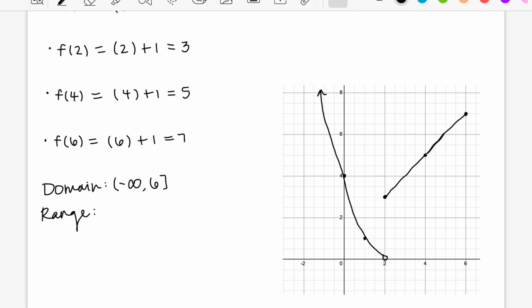Now for the range here, we can see this just by looking at our output values. We're going to be from 0, but not including 0 because this is an open circle, all the way up to infinity here. This region is included in our range, similarly to how our 2 is included in our domain. So we can just write it as 0 up to infinity, all of these output values.